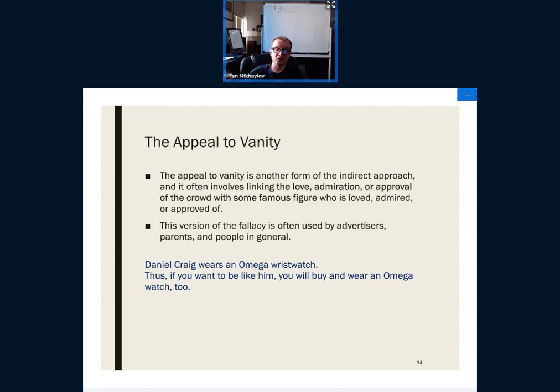Appeal to vanity. Now this is something you would typically see in advertisements. Something like this: Daniel Craig wears an Omega wristwatch. Thus, if you want to be like him, you will buy and wear an Omega wristwatch too.